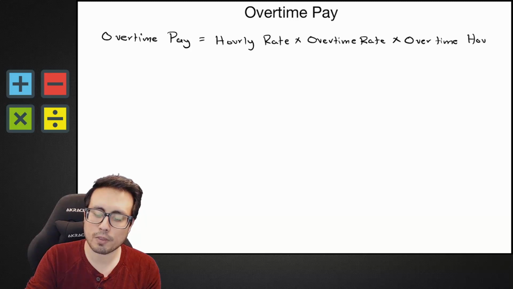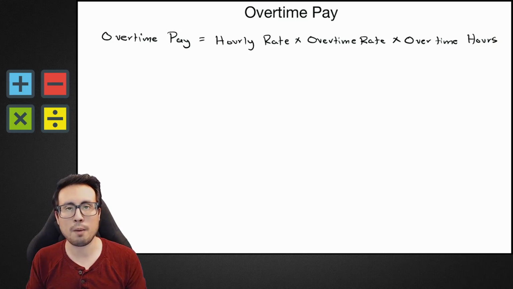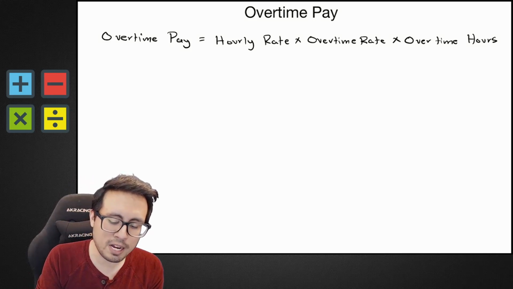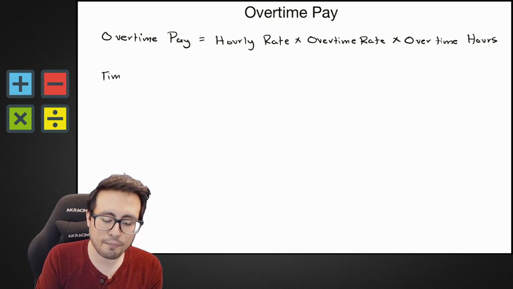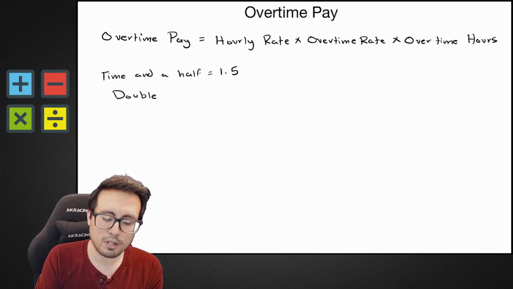Overtime hours. Okay? So you need to know three things. You need to know what is your hourly rate? How much do you get paid per hour? You need to know what is your overtime rate, right? And by overtime rate, I mean, do you get time and a half? If you get time and a half, that means that your overtime rate is 1.5. If you get double time, double means 2. So double time means 2, right?